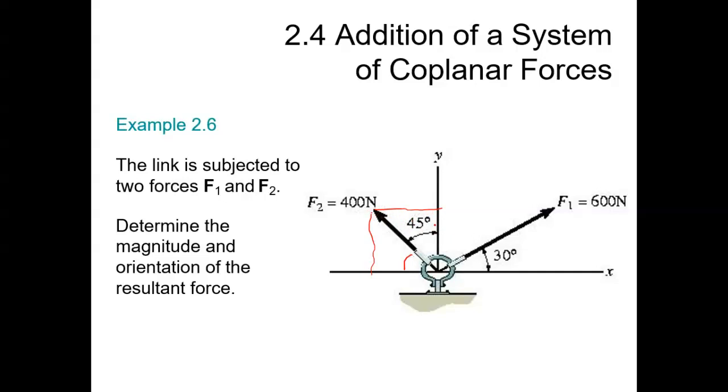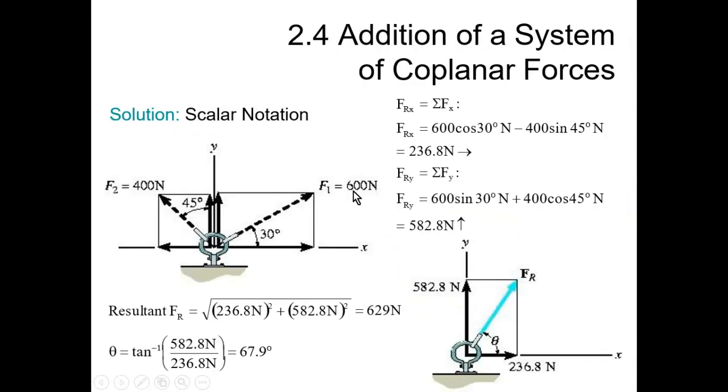sine 45, and the y component is cos 45. But the x has a negative sign because that's in the negative x. For F1, both components are positive. X and y are positive. So here we have the solution in your slide in case you want to check that.